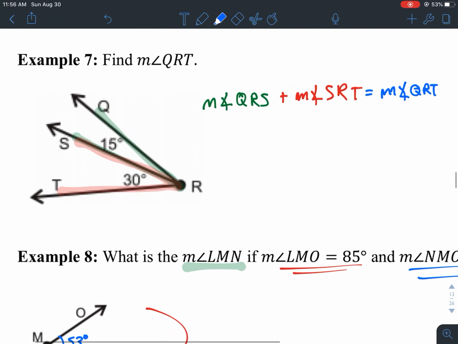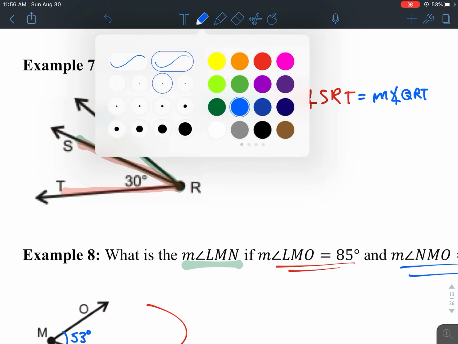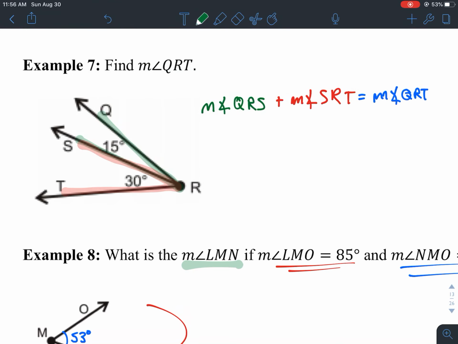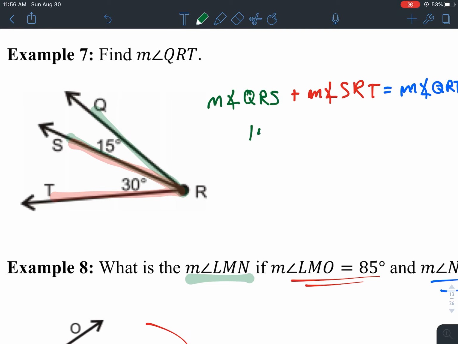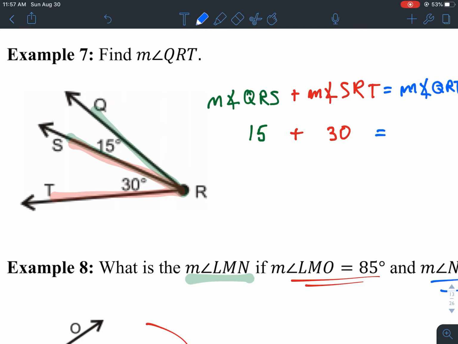So let's take a look at example 7. Again, similar to what the definition was, we're asked to find the measure of angle QRT. So we know that one of the small angles, QRS, is 15. The other small angle, SRT, is 30. So that should equal the bigger angle, which turns out to be 45, which is our bigger chunk. So again, small chunk plus small chunk equals big chunk.